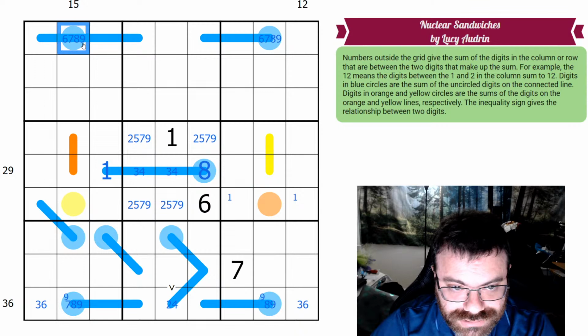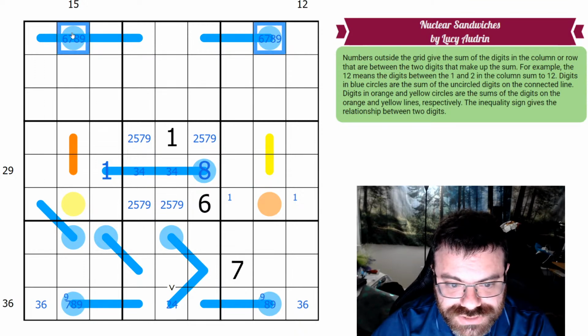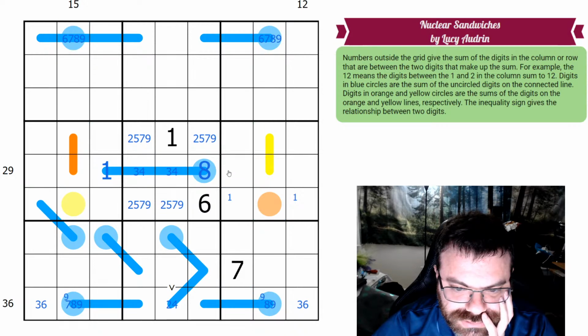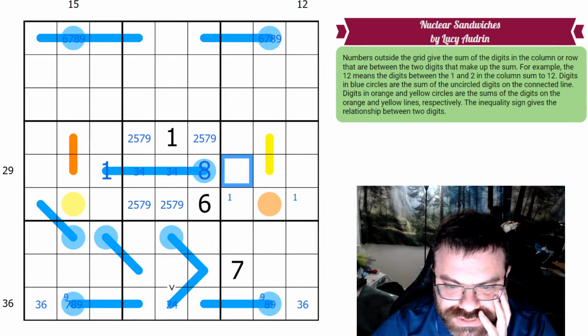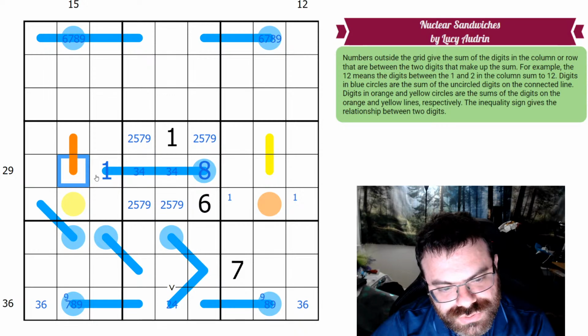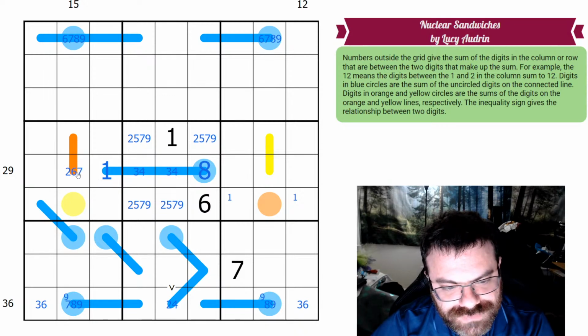So if I knew there was a 9 in one of these two, that would form an X-wing, and that would help me place the 9. So this is 2, 6, or 7. It can't be a 9. This is 2, 6, 7, or 9, but it's not a 7. If this were a 6, it would have to be 2, 6, and then this would have to be 7. So this can't be 6 either.